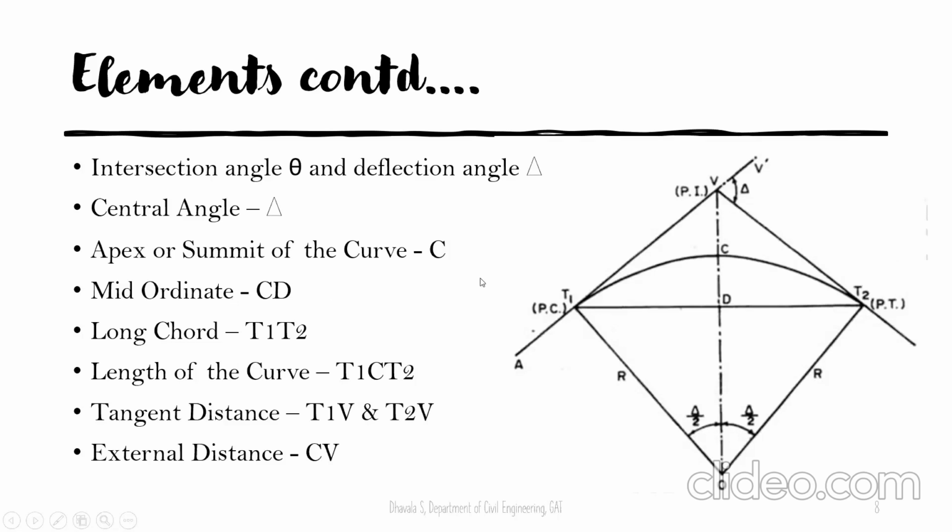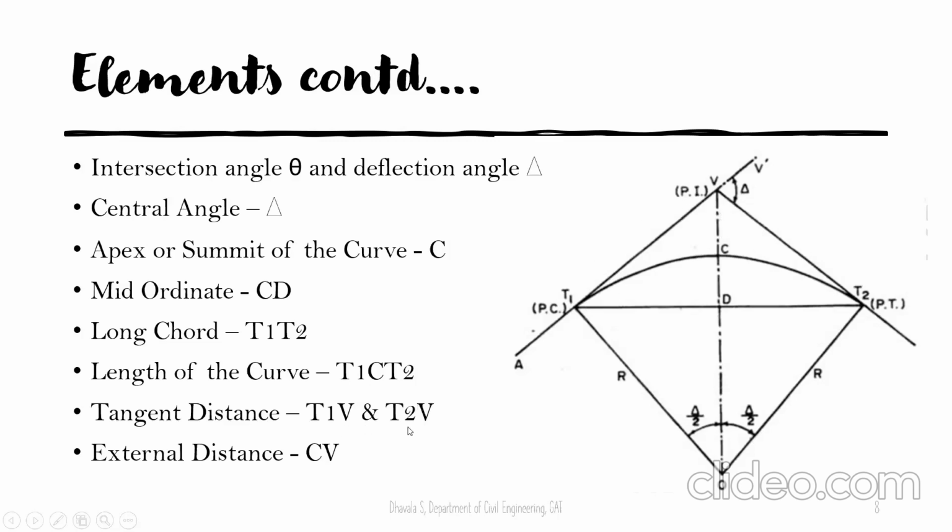Apex or summit of the curve is the peak point of our curve. Here in this sketch, it is the point C. Mid-ordinate is the distance between the long chord and the apex or summit of the curve. That is, CD distance is called as the mid-ordinate distance. Long chord is T1 T2. When we join point of curve and point of tangent together, we get the long chord. Length of the curve is nothing but T1 C T2.